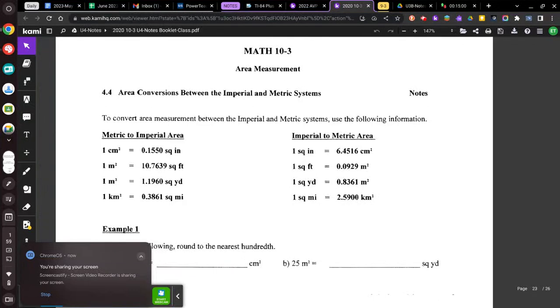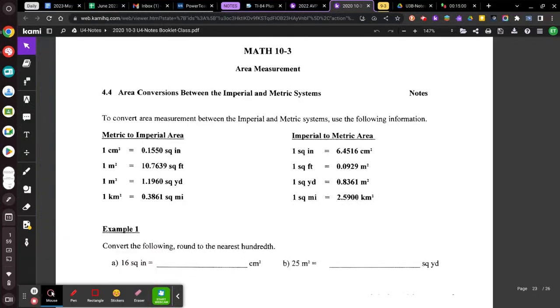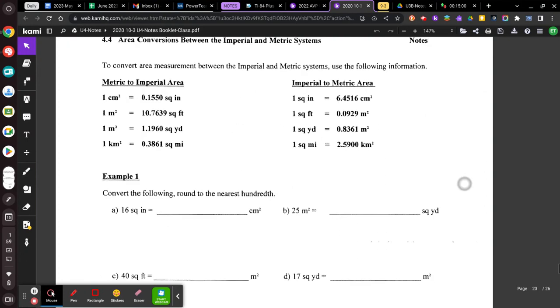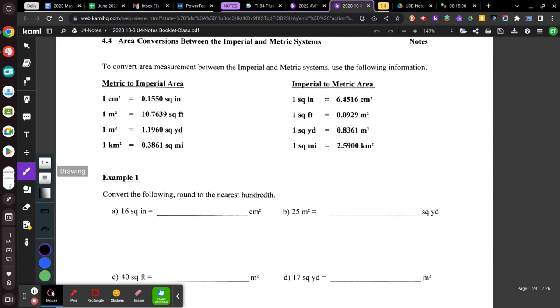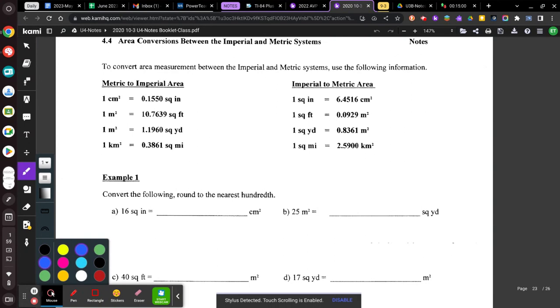Okay, this is Unit 4, our last lesson on converting between the imperial and metric systems, and we're converting the area measurements. So whenever we're using these measurements, we always multiply. So these ones, we will always multiply using these charts.